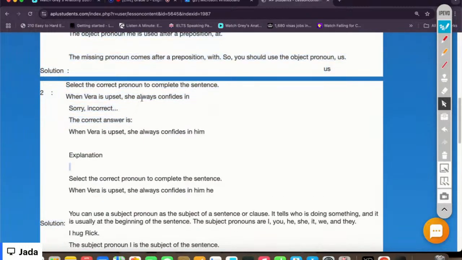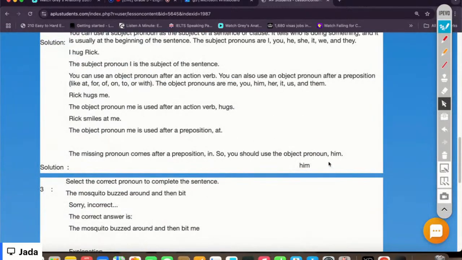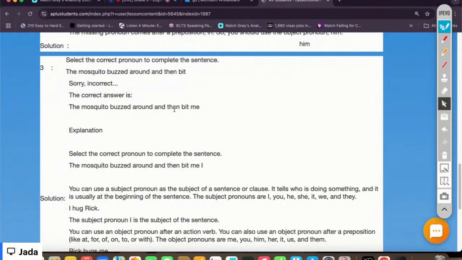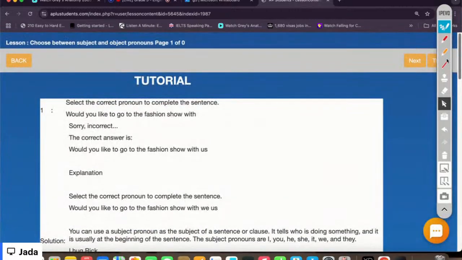When Vera is upset, she always confides in what? In him. So it's showing an object pronoun. It comes after a preposition. The mosquito buzzed around and then bit dash. What? Bit me. So it's an object pronoun. It comes after an action verb.